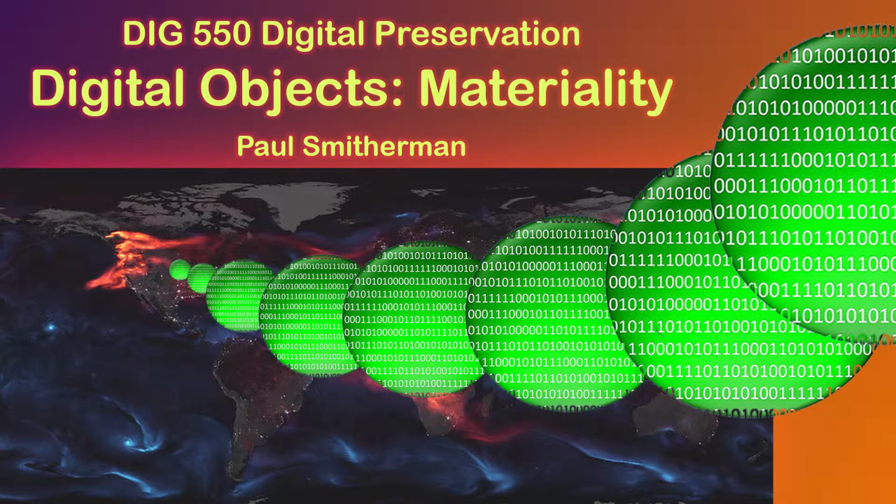In the course so far, we've been considering different types of digital objects and some of the methods of preserving those objects. This week I want to start taking a more general view of digital objects. We'll take a look at a property common to all digital objects, the actual physical manifestation of digital objects.